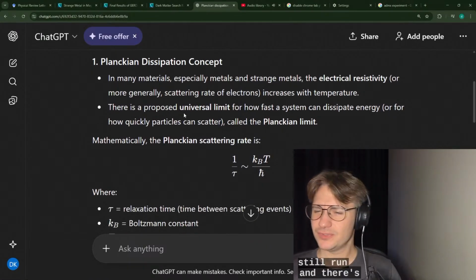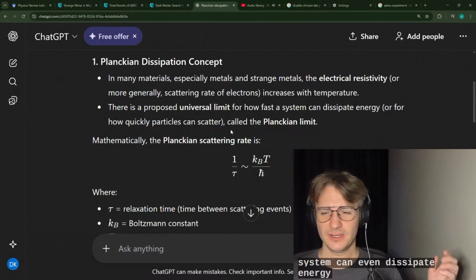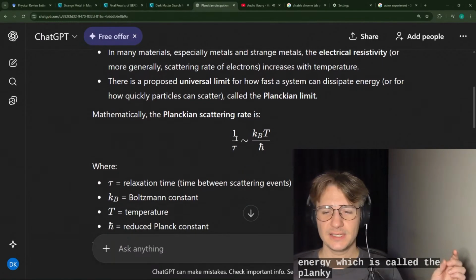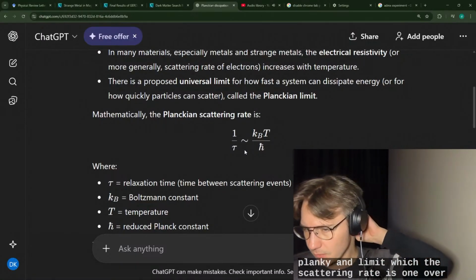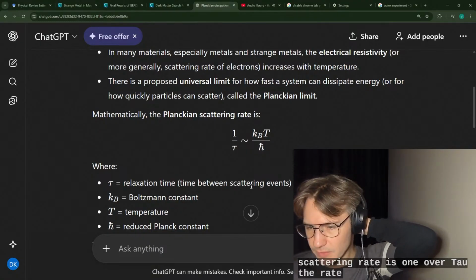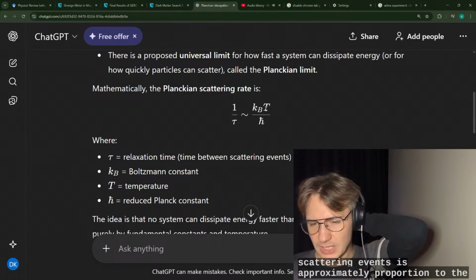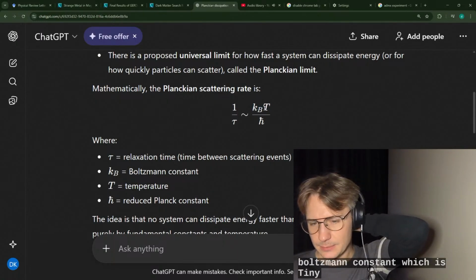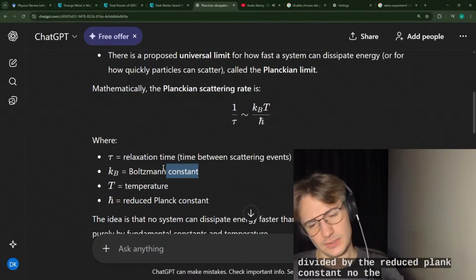And there's a proposed universal limit for how fast a system can even dissipate energy, which is called the Planckian limit, where the scattering rate is 1 over tau. The relaxation time between the scattering events is approximately proportional to the Boltzmann constant, which is tiny, multiplied by the temperature divided by the reduced Planck constant. No, the Boltzmann constant's huge, isn't it?